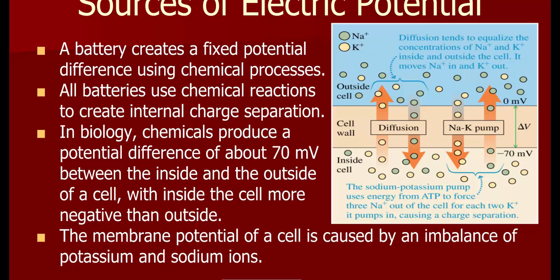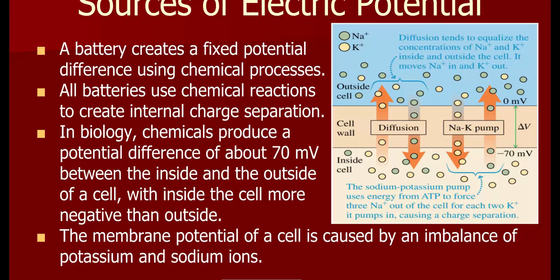And so here, what typically happens, as it says right here, diffusion tends to equalize the concentrations of sodium and potassium inside and outside. But there's a sodium-potassium pump, and it uses your energy to force 3 sodiums out of the cell, but it only brings in 2 potassiums. And because they both have a positive 1 charge, well, that creates your charge imbalance there. Diffusion ends up going the other way.